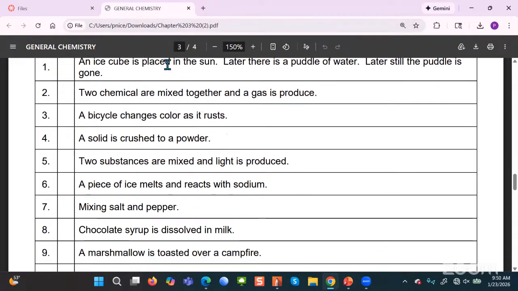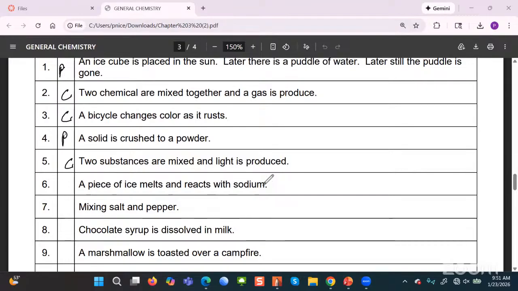Starting with an ice cube is placed in the sun. Later, there's a puddle of water. Later still, the puddle is gone. Exactly. All that we have described here would be physical changes, all right? Okay, the next one, number 2. Two chemicals are mixed together and a gas is produced. Chemical. Okay, a bicycle changes color as it rusts. Chemical. A solid is crushed to a powder. Physical. Two substances are mixed and light is produced. That would be chemical.